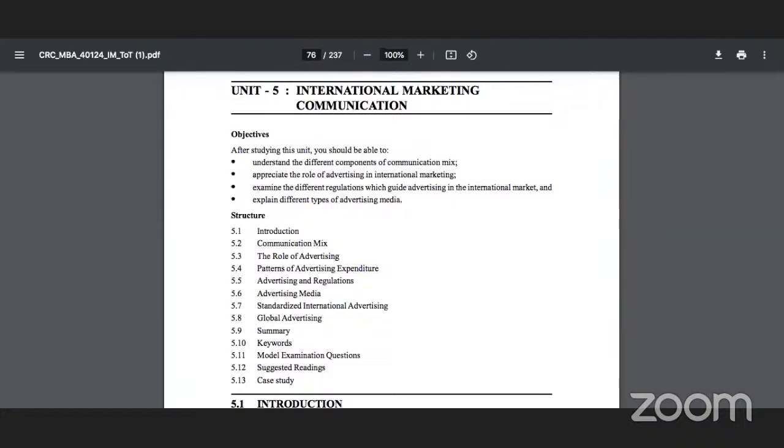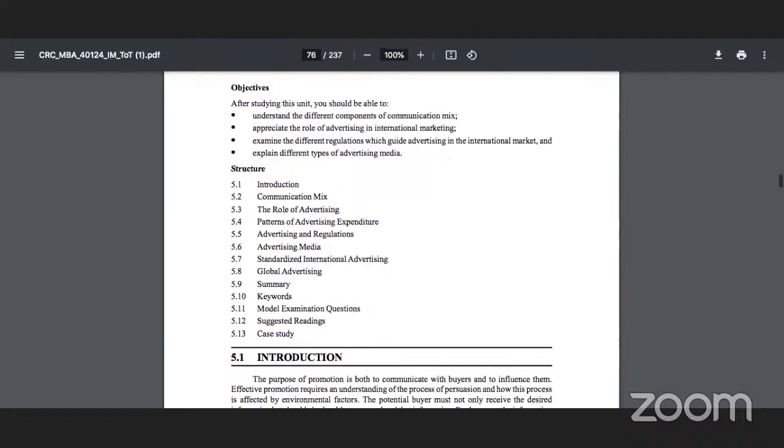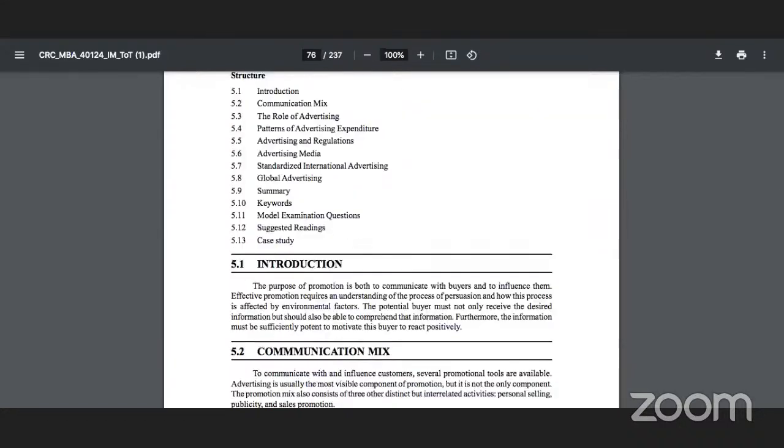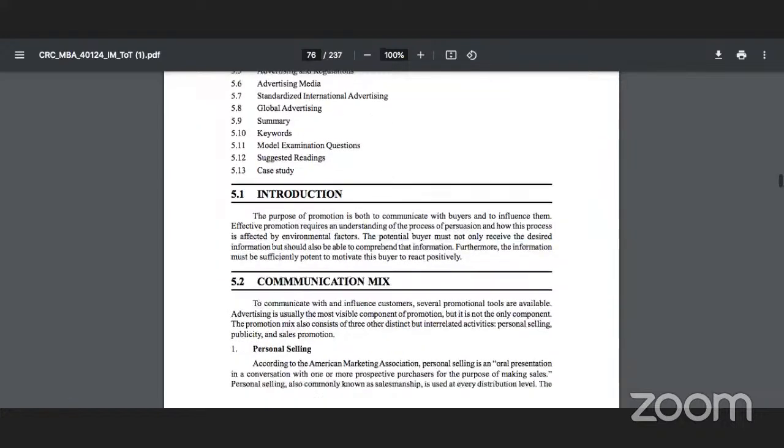So today we'll be touching on Unit 5, International Marketing Communication. Fundamentally, the structure is that you'll have introduction, communication mix. This will be followed by role of advertising, patterns of advertising expenditure, advertising and regulations, advertising media, standard international advertising, global advertising, and finally we'll close with the summary.